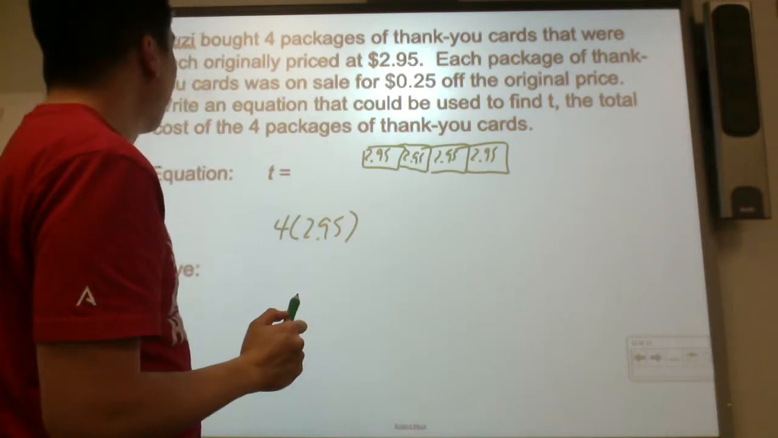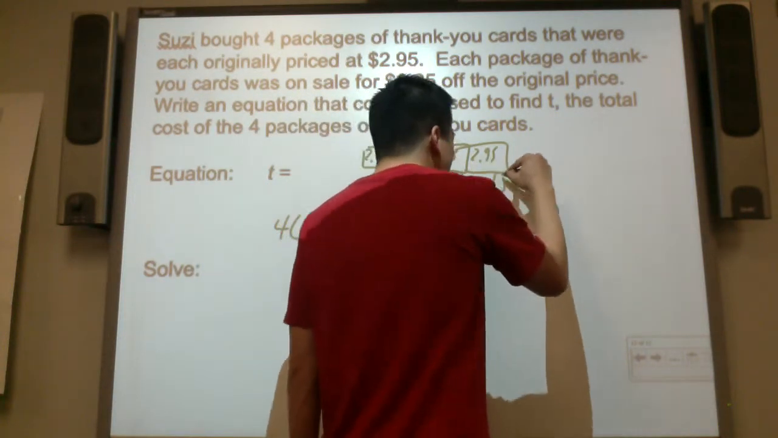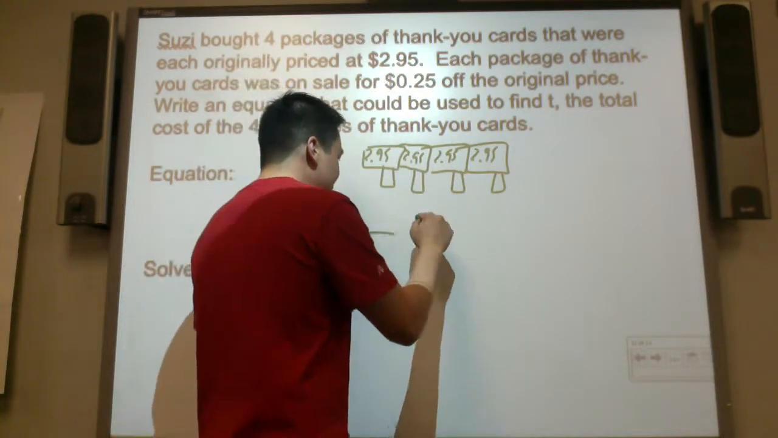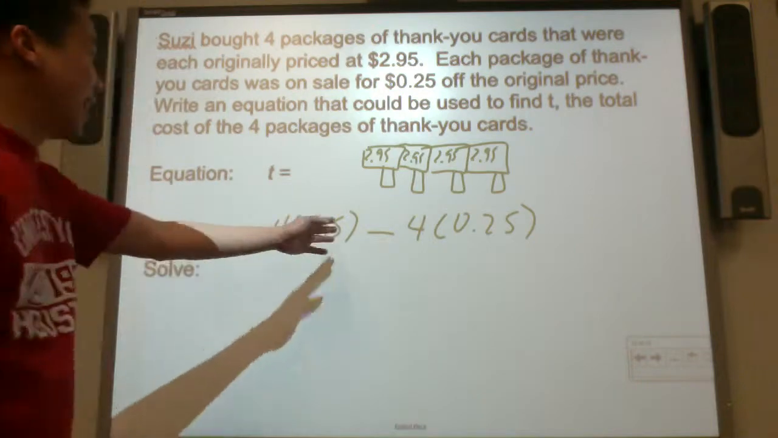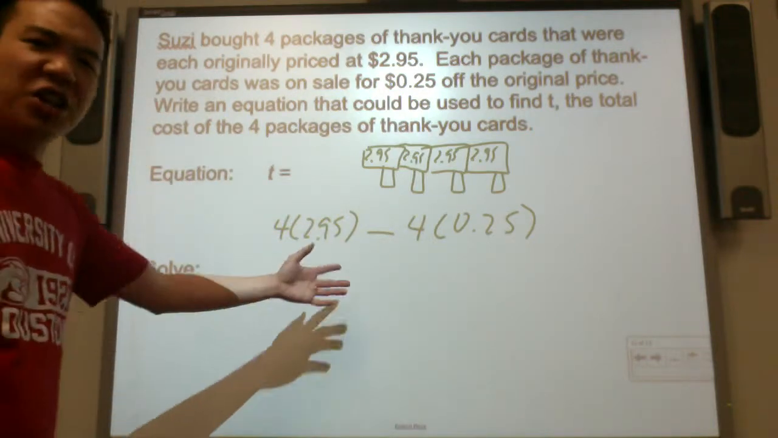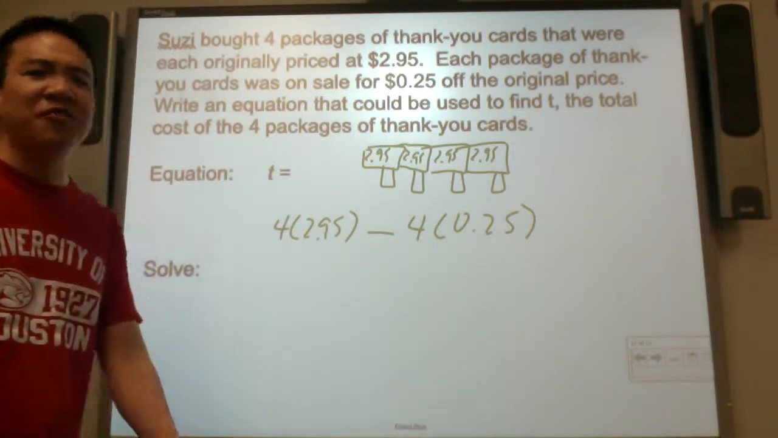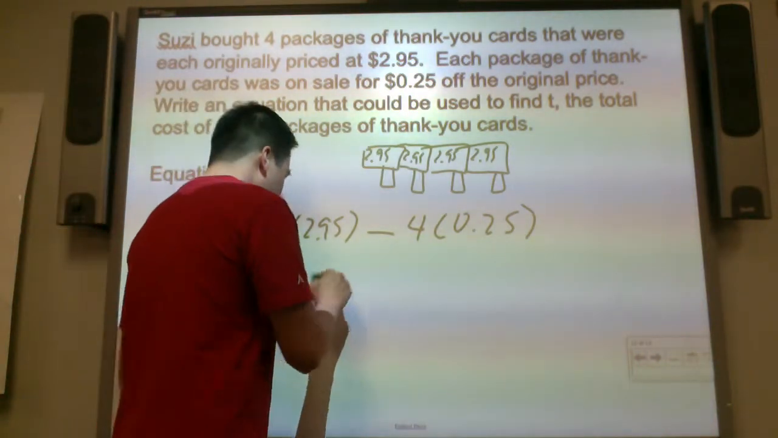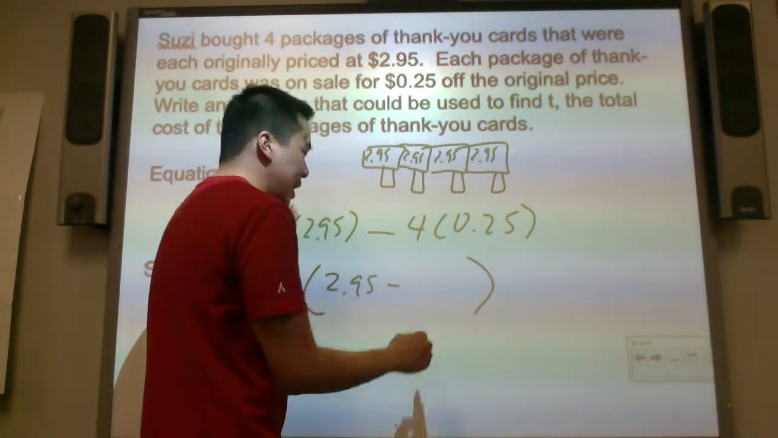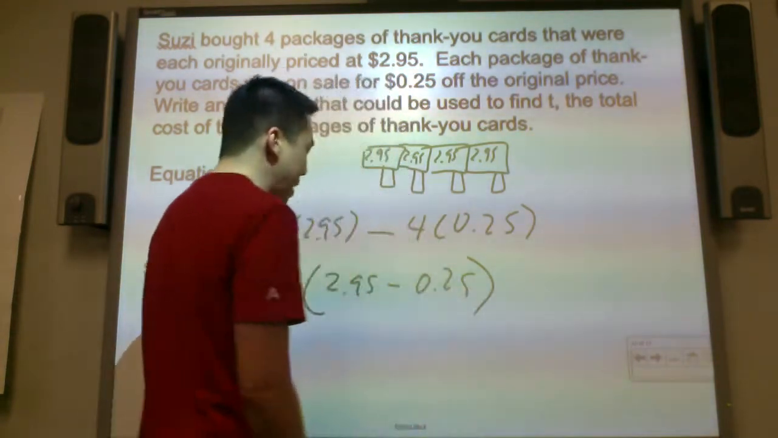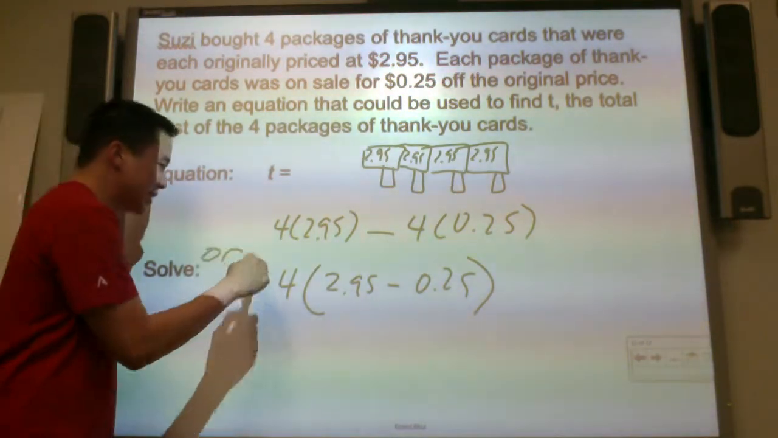And then they were all on sale for 25 cents off. So I take away 25 cents from each one, minus 4 groups of 25 cents. So that is the total cost you spent. Is there another way I could have written this? Because some kids say, I don't want to multiply twice. There must be a faster way. So you buy 4 packages. It originally cost $2.95, but then you take off 25 cents from that package, and you buy 4 of them. So either one is acceptable.